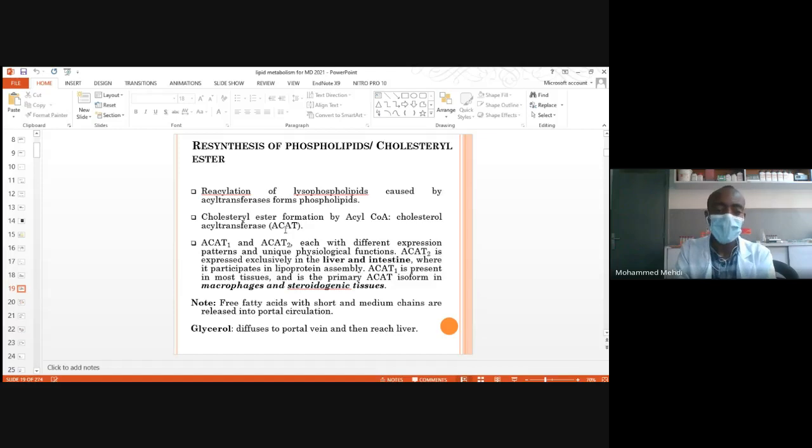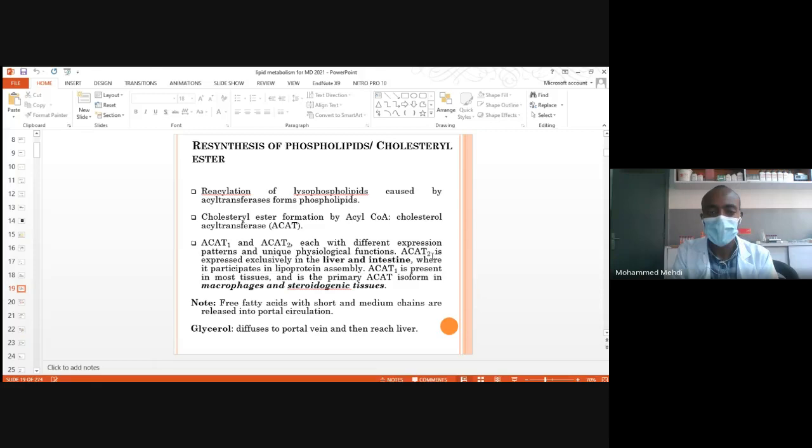Acyl-CoA cholesterol acyltransferase is for cholesterol ester. Acyltransferase enzyme is for the formation of phospholipid. Using these two enzymes, there will be resynthesis in the enterocyte. So we have three of the lipids in the enterocyte made by these enzymes. There are two isoenzymes for acyl-CoA cholesterol acyltransferase, ACAT 1 and 2. Their expression is different in different cells, and they differ by their unique physiological function.